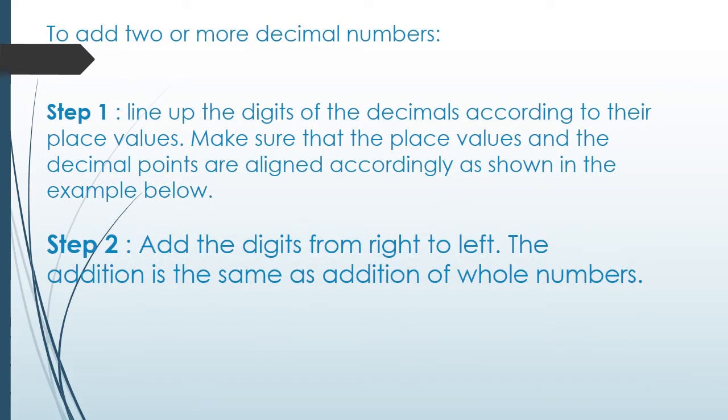To add 2 or more decimal numbers, we use the same steps. First, I line up the numbers according to their place value. Then I add the digits normally from right to left.